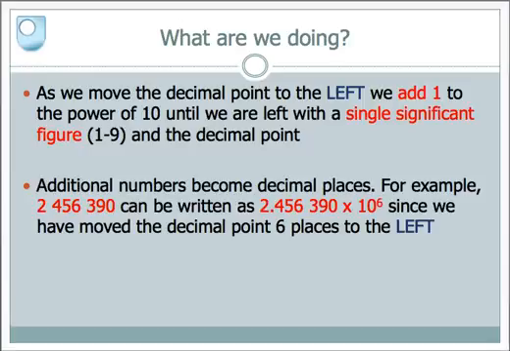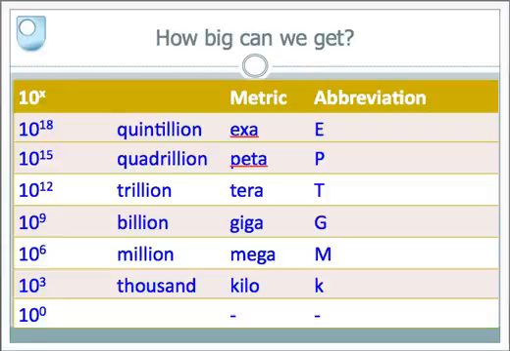We are basically following a simple rule. If we've got a large number and we want to represent it in a power of 10, we move the decimal point to the left and we add 1 to the power of 10 until we arrive at a single significant figure. That's a number between 1 and 9 inclusive, and the decimal point. Additional numbers become decimal places. For example, if I had a number like 2,456,390, this can be written as 2.456390 times 10 to the power of 6, since we have moved the decimal point 6 places to the left.